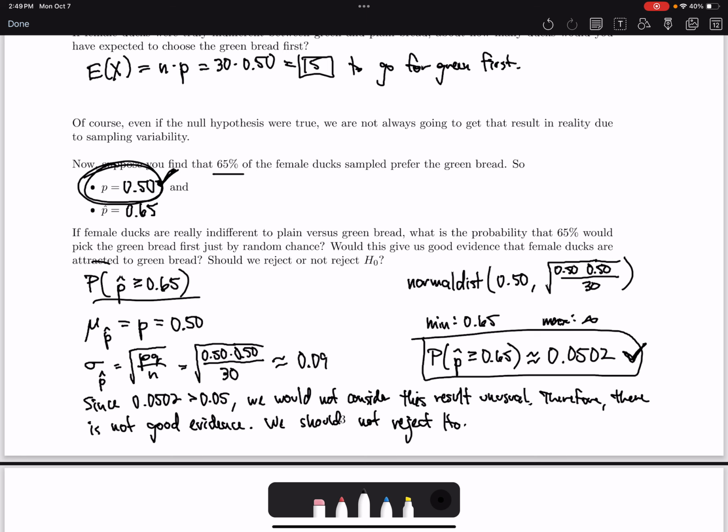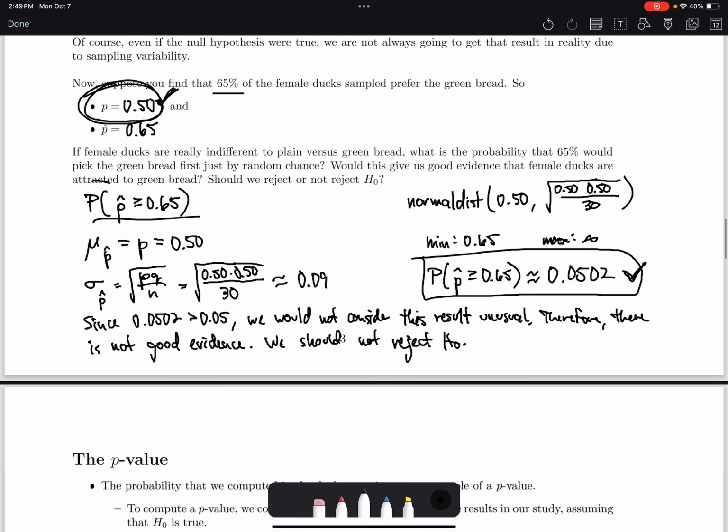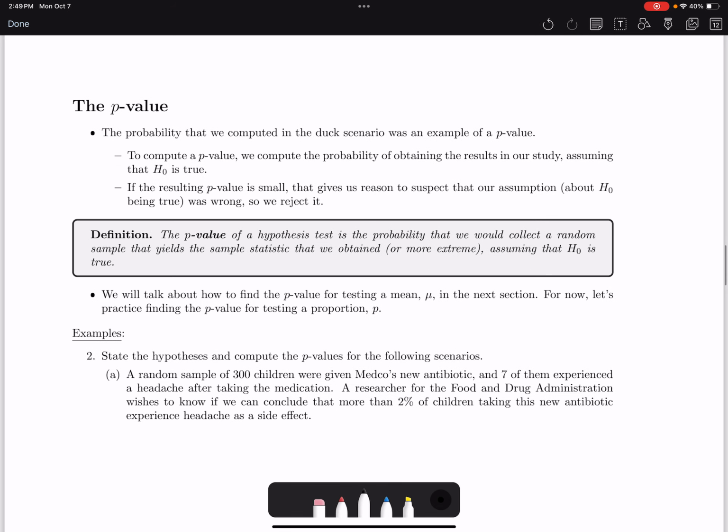Okay, so that's kind of the idea of hypothesis testing. In fact, this probability that we just computed, this one right here, is what's known as the p-value. The probability that we computed in the duck scenario was an example of a p-value. To compute a p-value, we compute the probability of obtaining the results in our study, assuming that the null hypothesis is true. And now this is somewhat counterintuitive, okay, but the idea is that if the resulting p-value is small, then that gives us reason to suspect that our assumption was wrong.